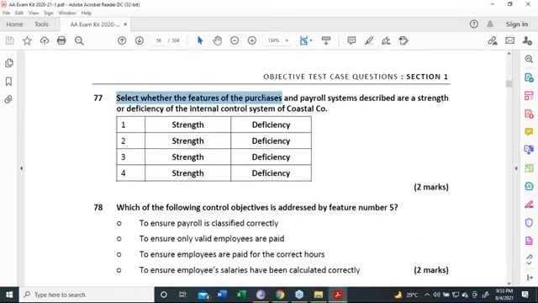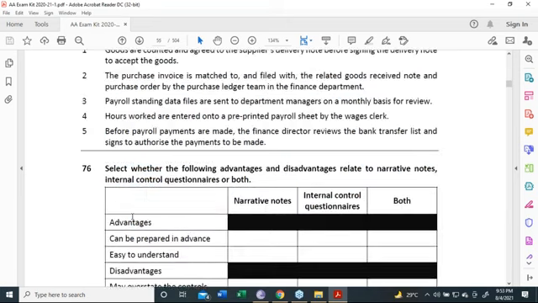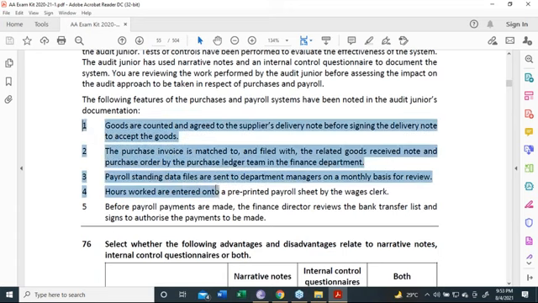Let's go to question number 77. Select whether the features of the purchase and payroll system described in the question are strengths or deficiencies. The question is only asking about 1, 2, 3, and 4. You have got 60 seconds. Read this 1, 2, 3, and 4 and figure out which ones are strengths or which ones are weaknesses.